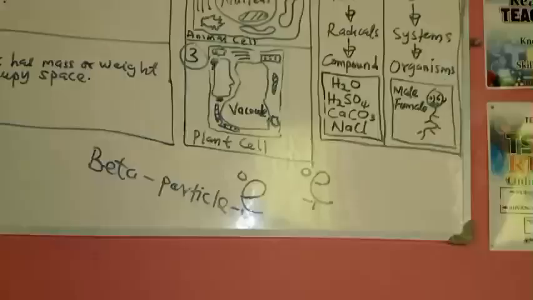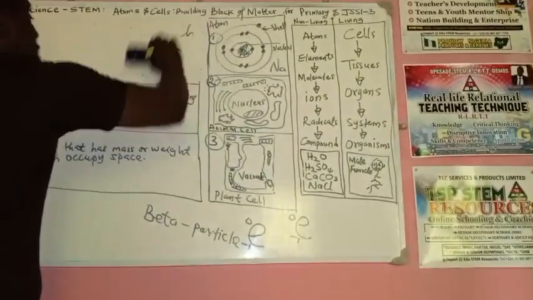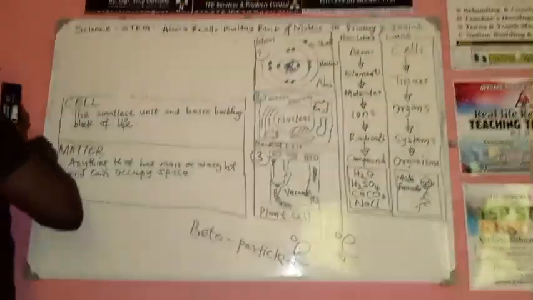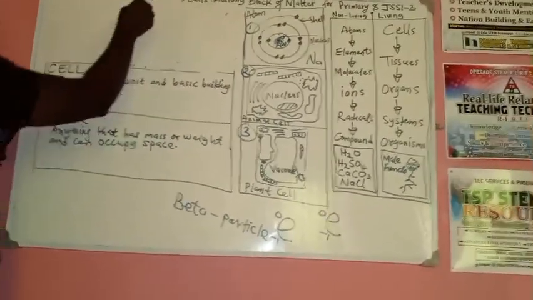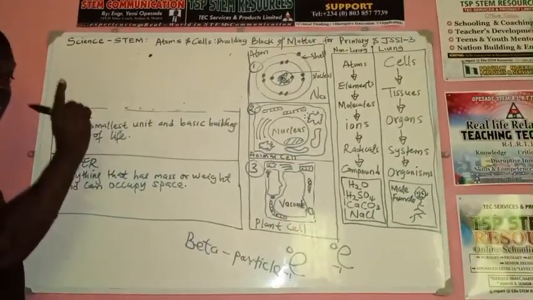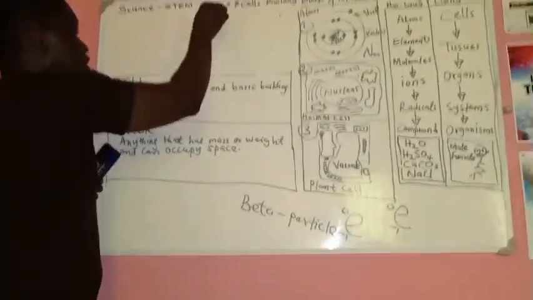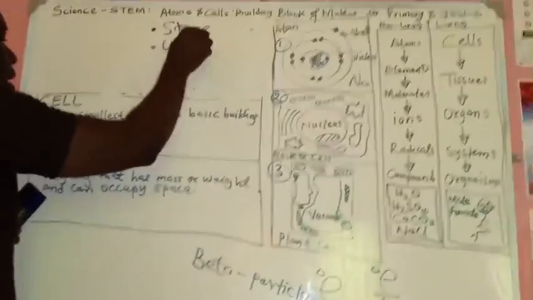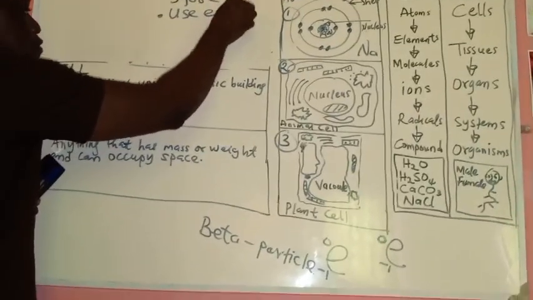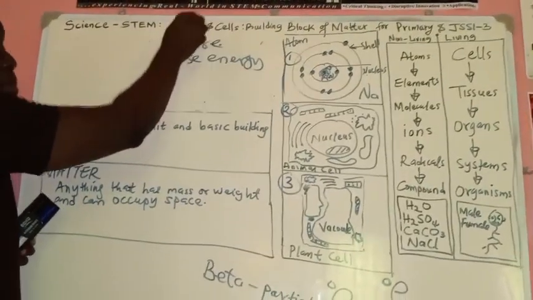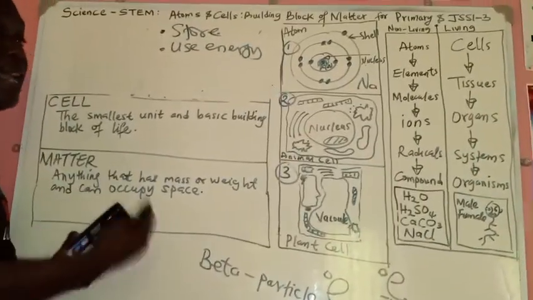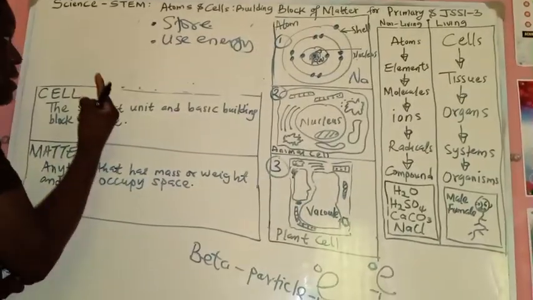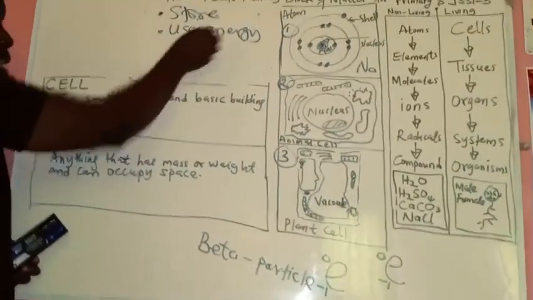Okay. Now, a single cell, which is the smallest unit and basic building block of life, can perform the following functions. A single cell, as small as it is, can store food, it can use energy. Don't forget that the stored food is energy. We call it chemical energy. The food that you eat, once it is digested, results into chemical energy. So a cell, which is the smallest unit, can store the food and can use energy.